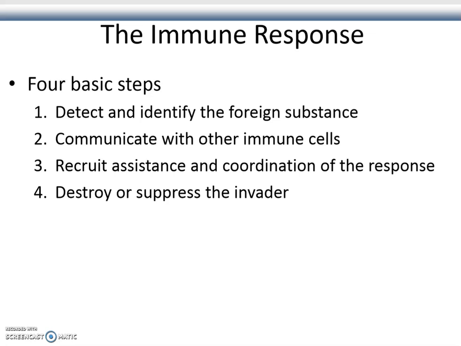The immune response has 4 basic steps. First step would be to detect and identify the foreign substance. Number 2, communicate with other immune system cells, and then recruit assistance and coordination of the response. And the 4th step would be destroy or suppress the invader.